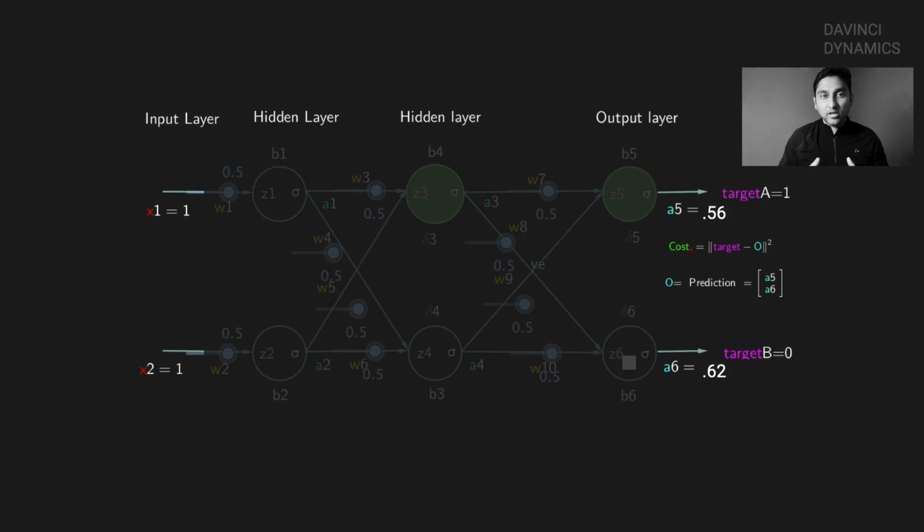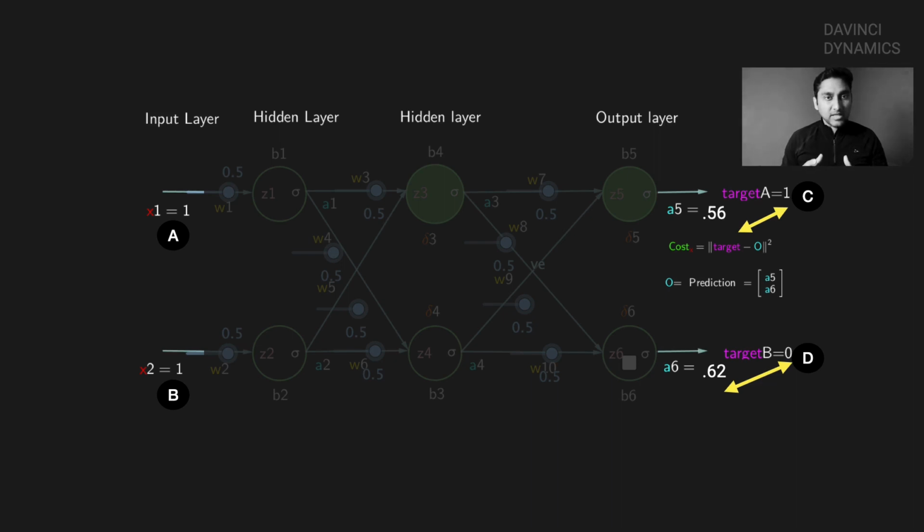Let's calculate the cost for a simple example from our XOR dataset. Suppose we feed the input 1, 1 into our network and the target output is 1, 0. After the forward pass, let's say our network predicts 0.56 for the first output node and 0.62 for the second output node. We can calculate the cost as follows. Cost is equal to half of (1 minus 0.56) squared plus (0 minus 0.62) squared.